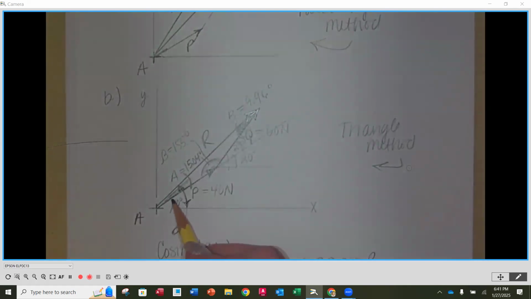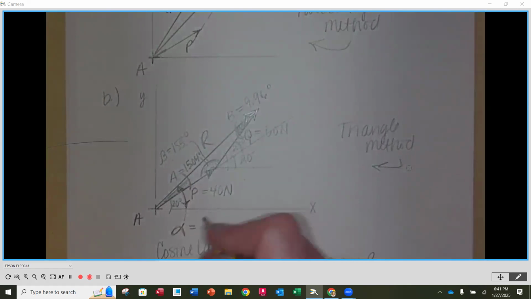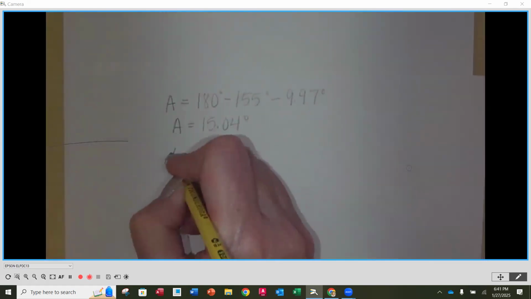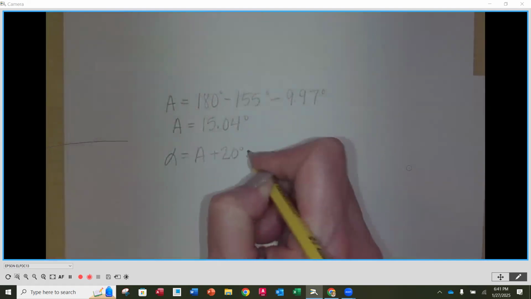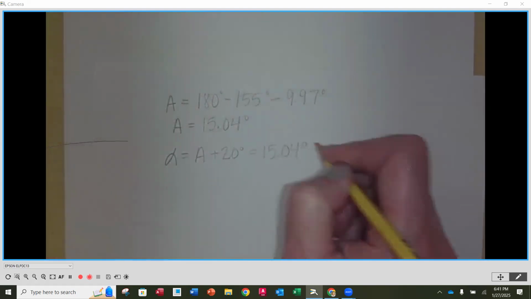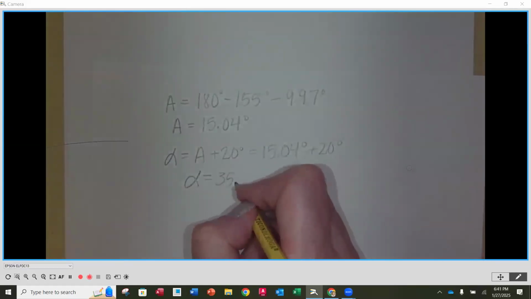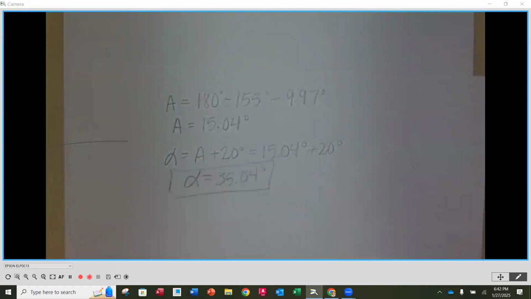So if this is 20 and this is 15.04, do you see how alpha is going to be equal to adding those two together, right? It's going to be angle A plus 20 degrees. Agreed? So if we do that here, alpha is going to be A plus 20 degrees. So 15.04 plus 20 degrees. Alpha is 35.04 degrees.